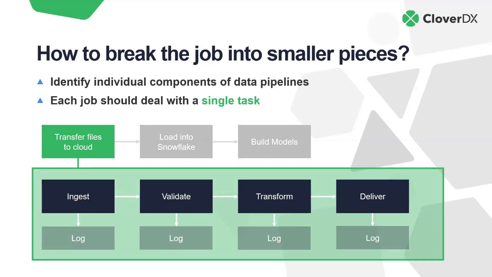So in this example, right, we're going to ingest the file. So we're going to get it from the source system. We're going to do some validation, ensure that the data is as we expect. Then we're going to do some transformation. And then finally, we're going to actually deliver it to the cloud. So you can break it down into 4 discrete steps and log information along the way during each of those steps.